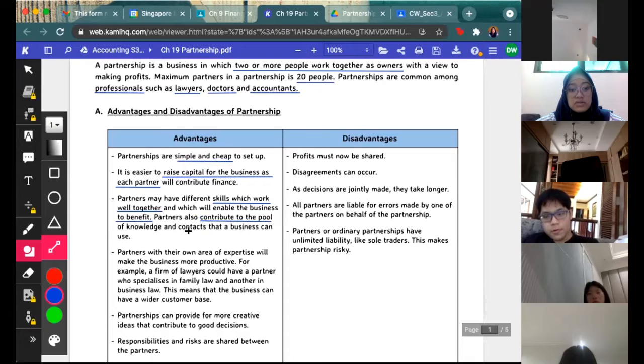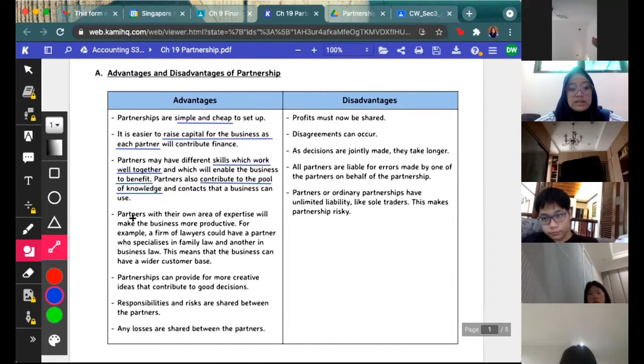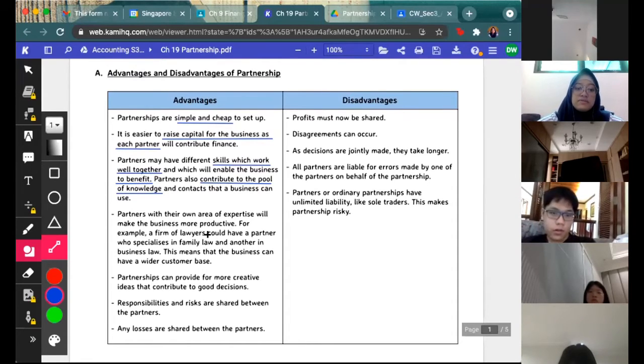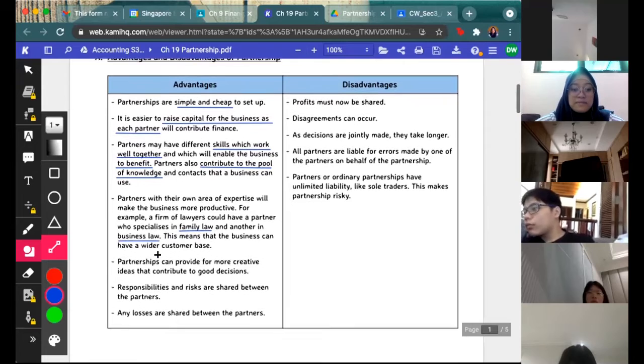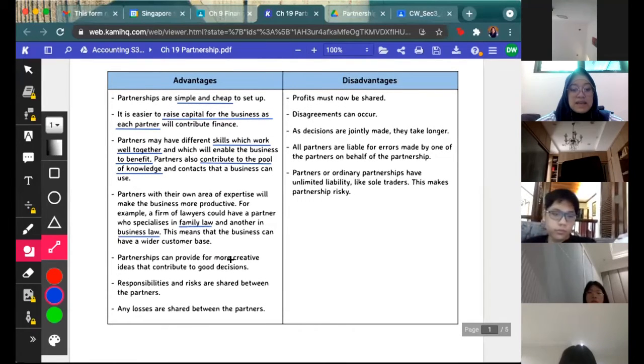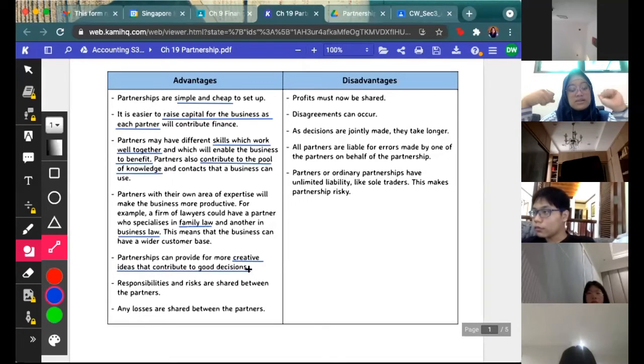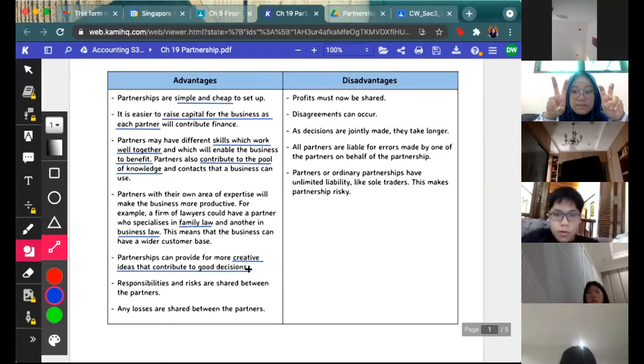Another one, not only skills but a pool of knowledge can also be shared inside the business. Next, partners with their own area of expertise will make the business more productive. For example, a law firm could have a partner who specializes in family law and another in business law. So they can complete each other. Partnership can provide more creative ideas, which contributes to good decisions. More heads, more ideas. But too many heads can make it chaotic. So you have to be good at choosing the right person for the team.